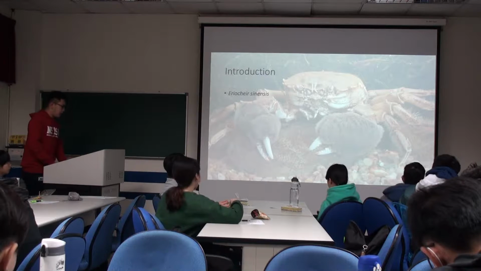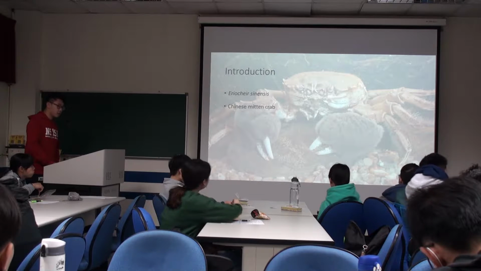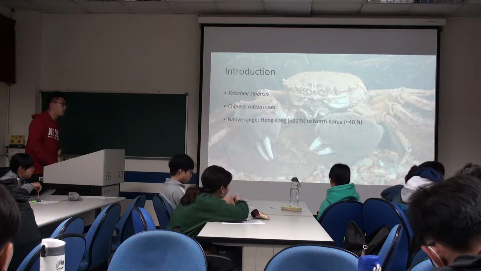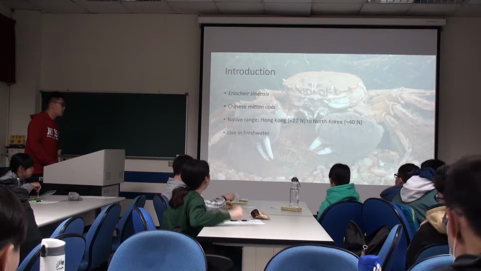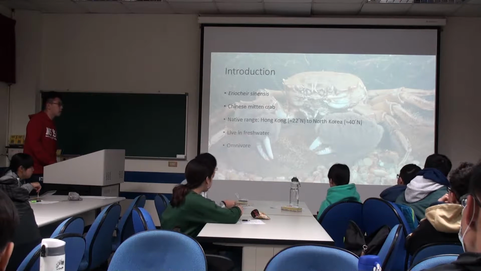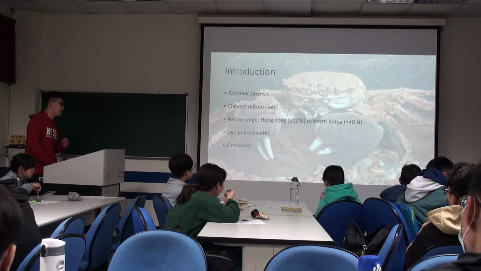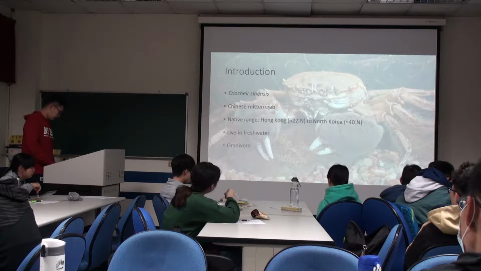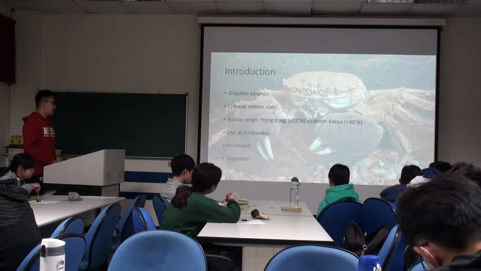First, Eriocheir sinensis, as we all call them, Chinese mitten crab, and its native range is from Hong Kong to North Korea in Asia. And they live in fresh water, and it's an omnivore, which means the crabs eat everything that they can eat, even other animals or plants or even dead bodies. And the crab is a migration animal.